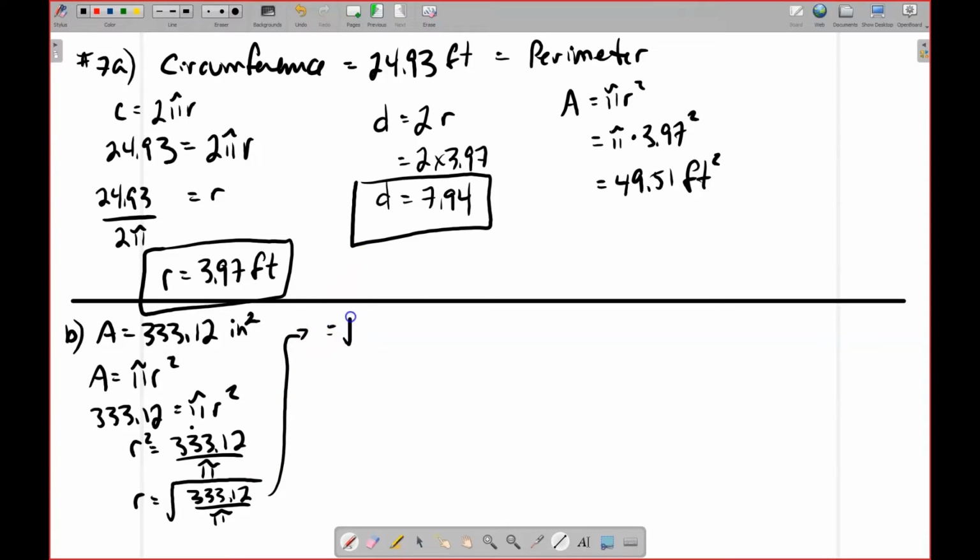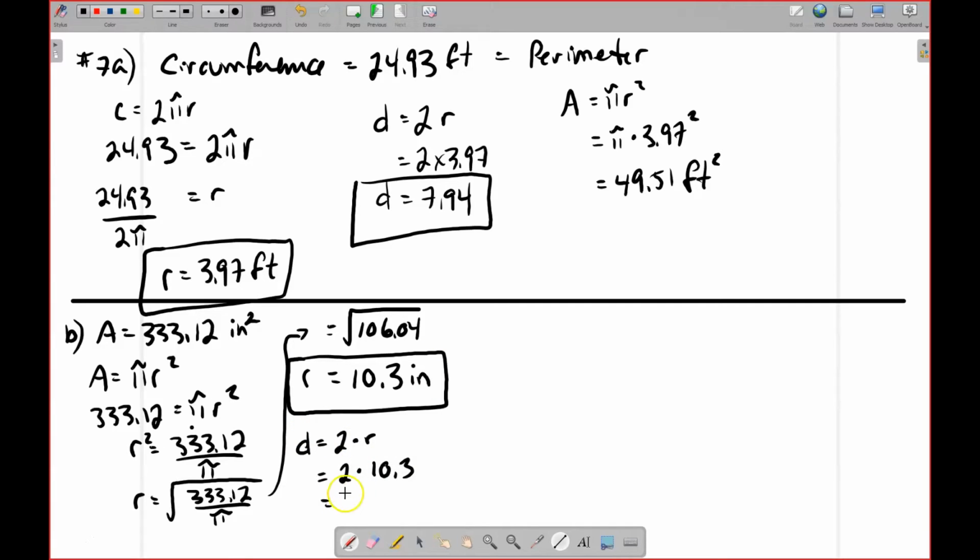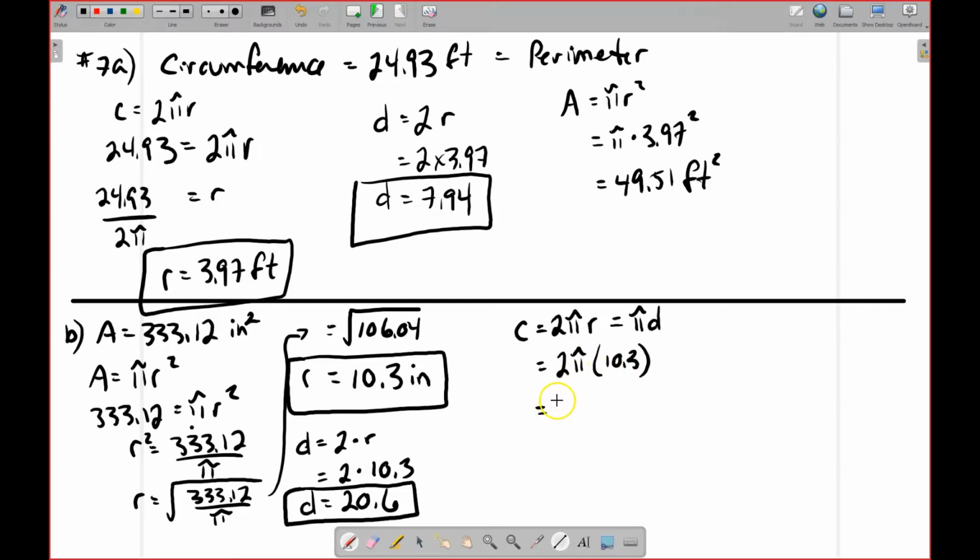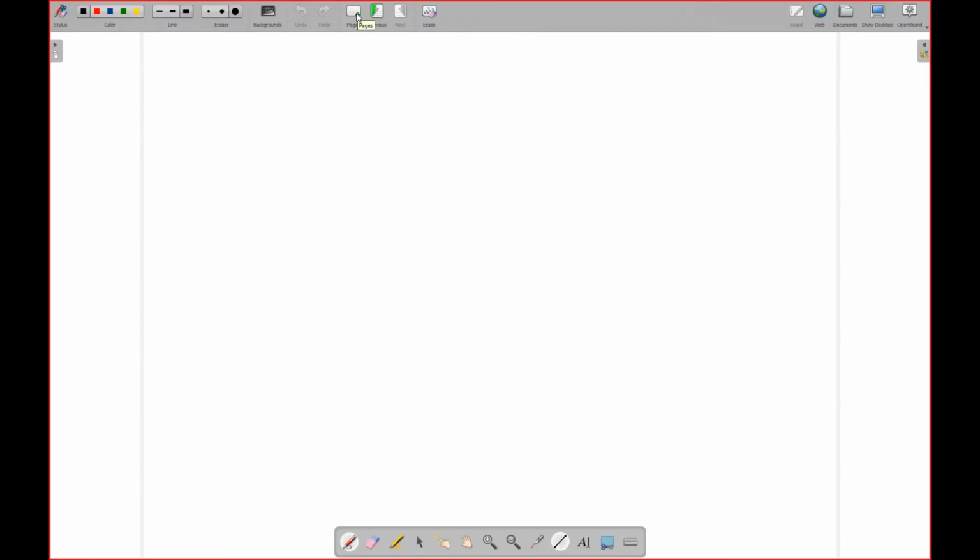R is equal to then the square root of 106.04. And therefore r is equal to, if you do that on your calculator, 10.3 inches. Once you've got your radius, the diameter is 2 times the radius, so 2 times 10.3, and you get 20.6. And then finally, we're looking for the circumference. Circumference is 2 pi r, or you can do it as pi d, 2 times pi times 10.3. Multiplying that out, you end up with 64.7 inches.